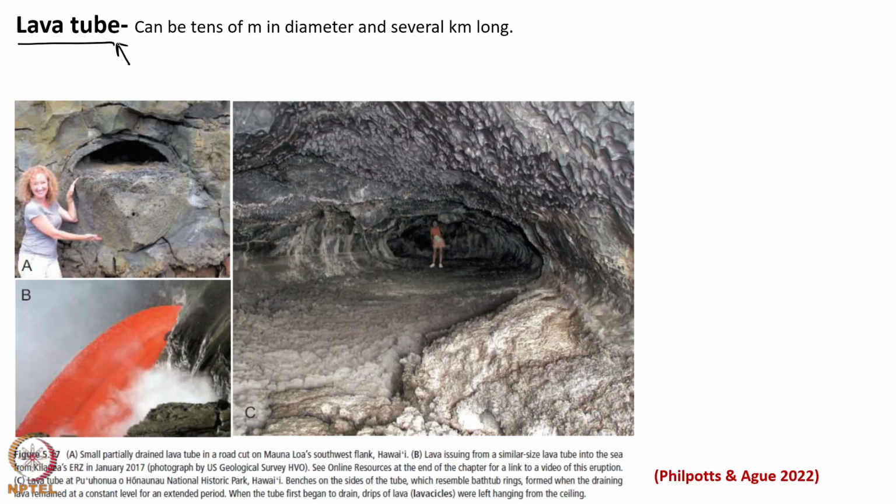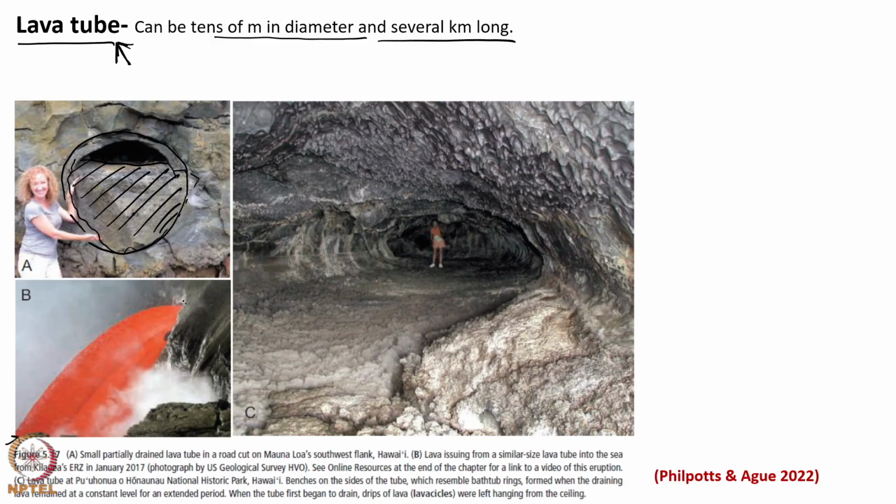Let us look at the lava tubes. The term indicates what it means. It is a tube through which lava has flown. It can be tens of meters in diameter and several kilometers long. Just to give an idea how big it can be, here is an example of a lava tube, and here this much of the aperture is filled by lava now as a volcanic rock.